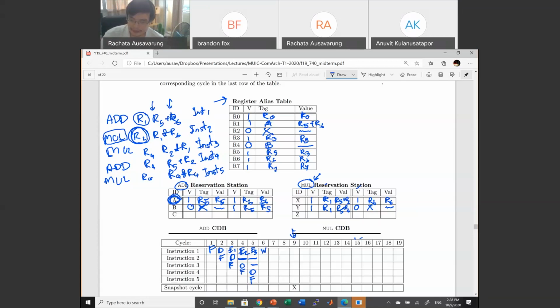Can I execute instruction 2? The answer is yes. Why is that? If you look at instruction 2, which is right here, everything becomes valid. So you can execute. E1. Start the multiply. Can I execute instruction 3?